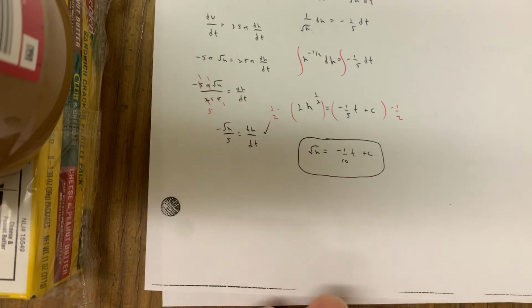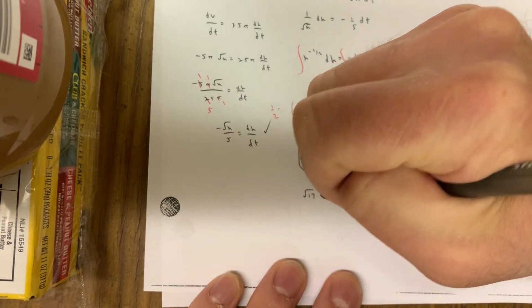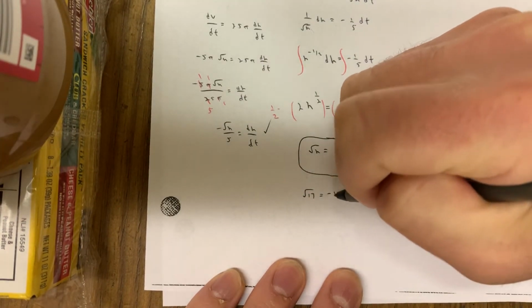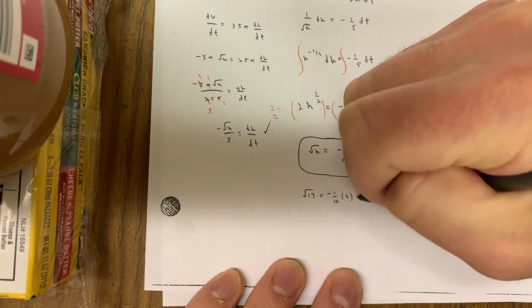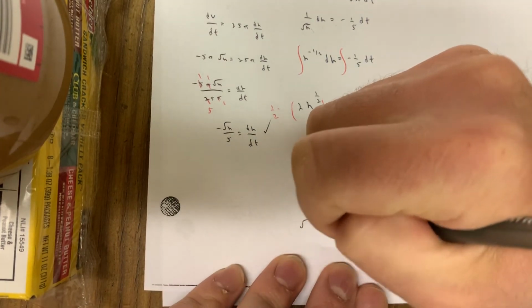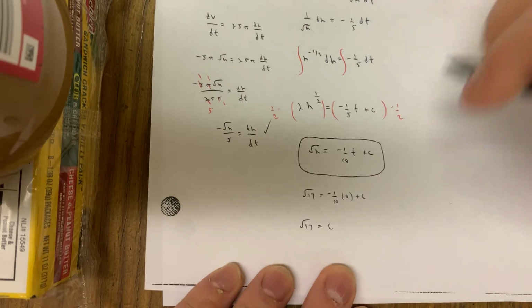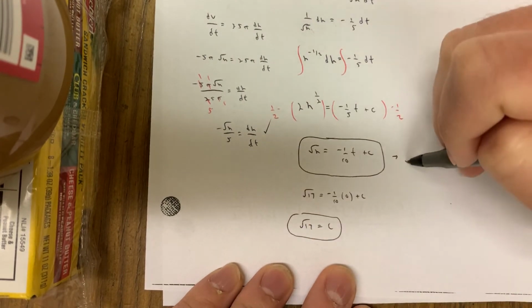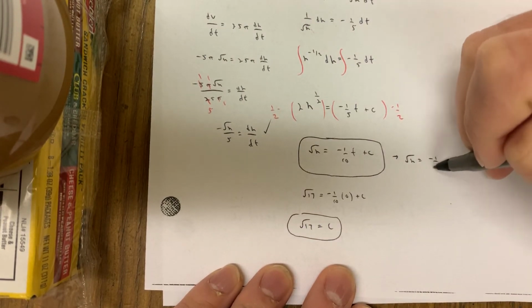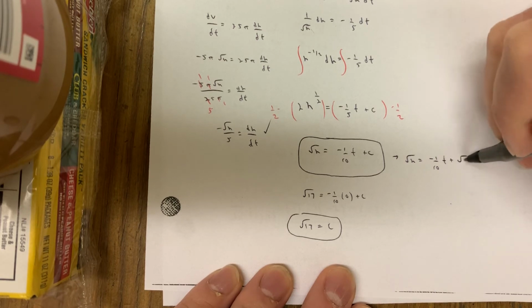But they gave us an initial condition. h is 17 when t is equal to 0. I love the initial conditions when one of the variables is equal to 0. Makes it so much easier to solve. So now I know that I got radical h equal to negative 1/10 t plus radical 17.